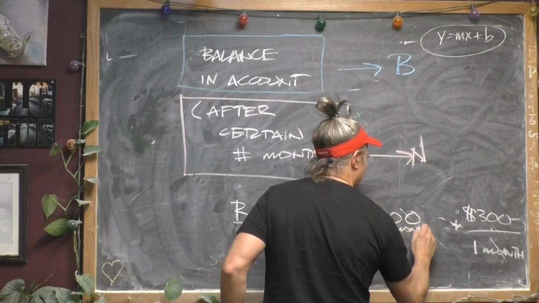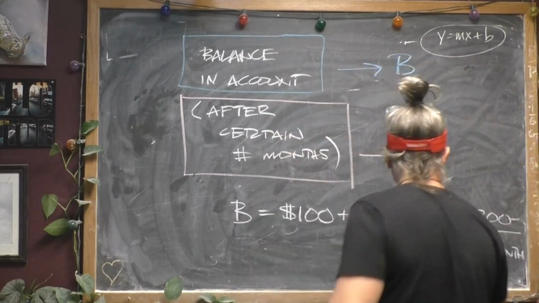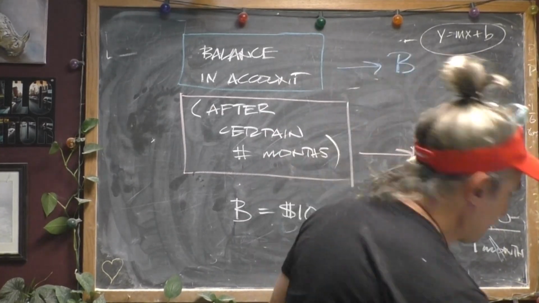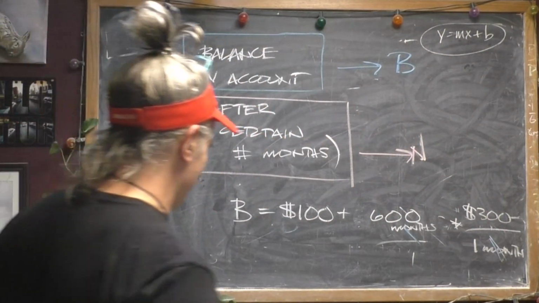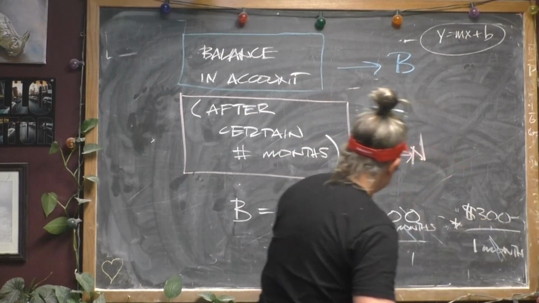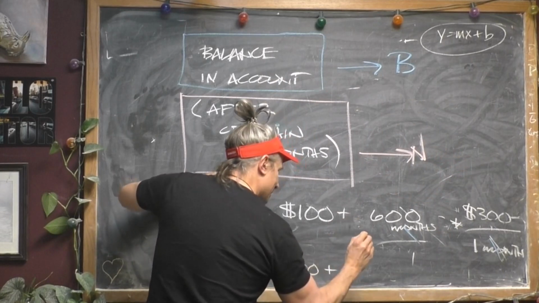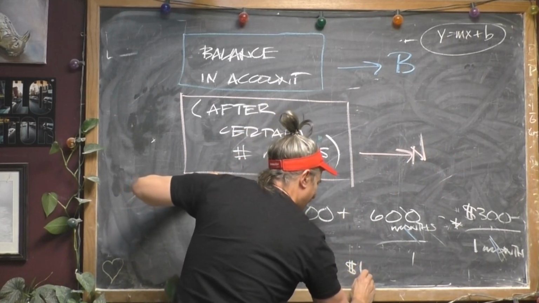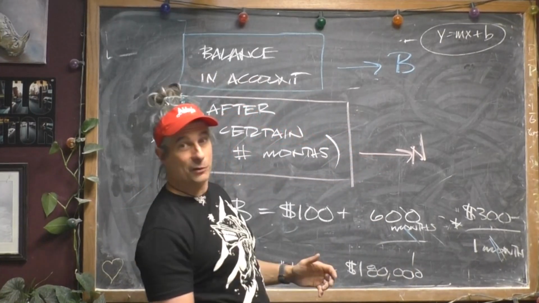We've got to go 50 years. The slope is still $300 per every 1 month. But 50 years at 12 months a year is 600 months. The months still divide off. So all we have to do now is figure out what that is. That's going to be $180,000, if I'm doing the math right. It's 6 times 3 is 18, and then 4 zeros. So that's $100 plus $180,000, which gives us $180,100.